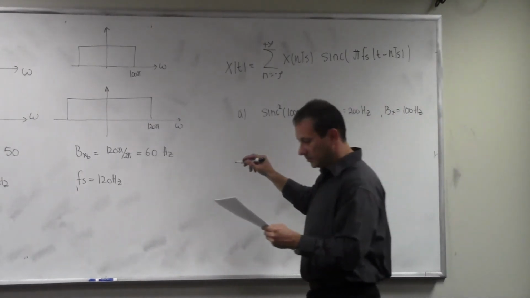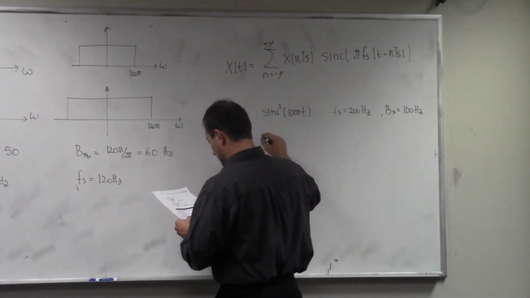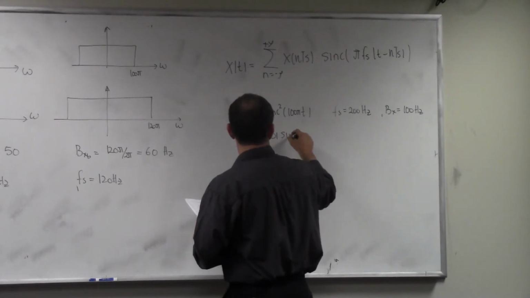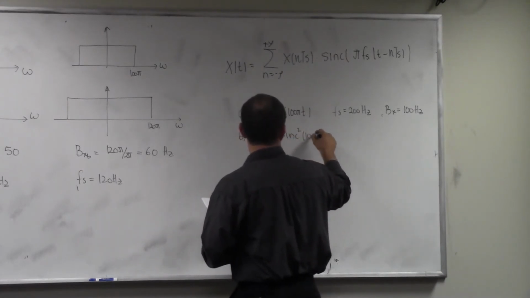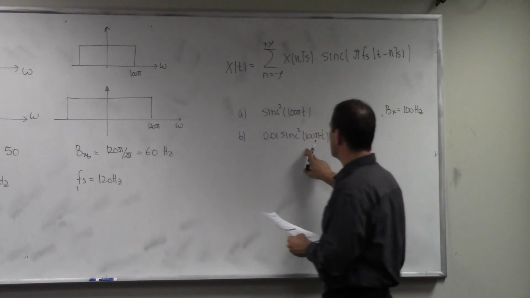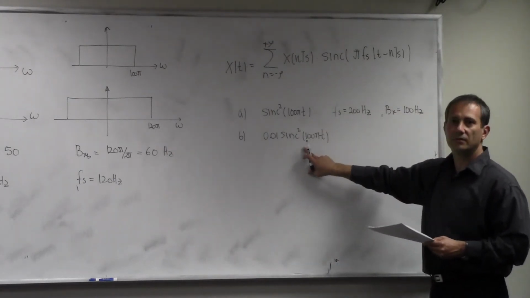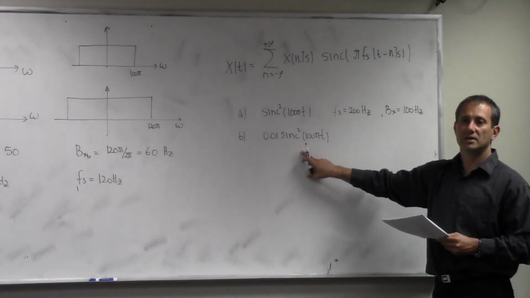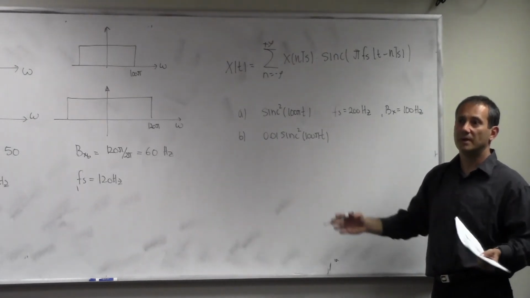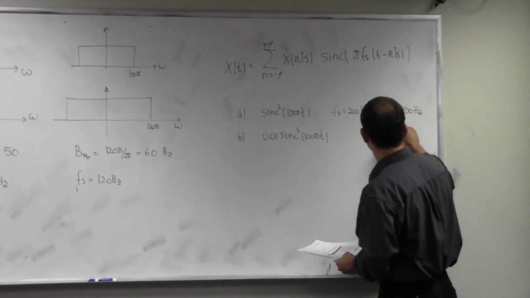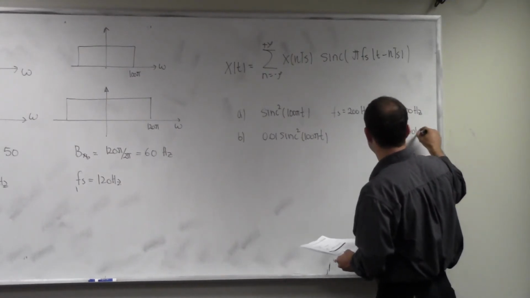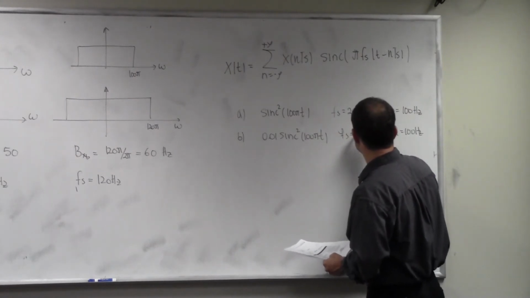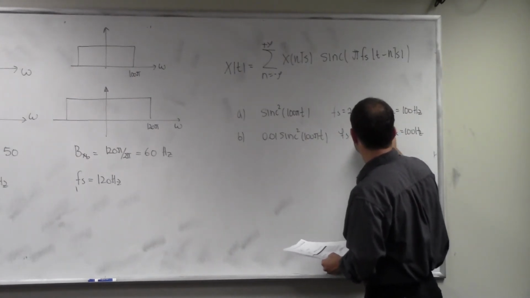And then part B was 0.01 sinc squared of 100 pi t. How about this one? Do these have a different bandwidth? No, because they're essentially the same functions, just scaled in magnitude. So here the bandwidth is the same, 100 hertz, and your sampling is 200 hertz.